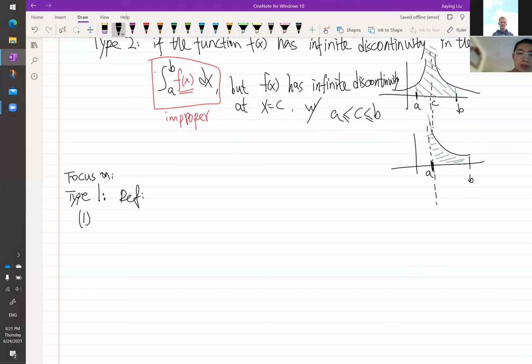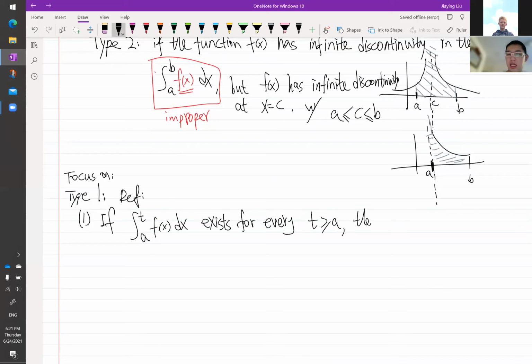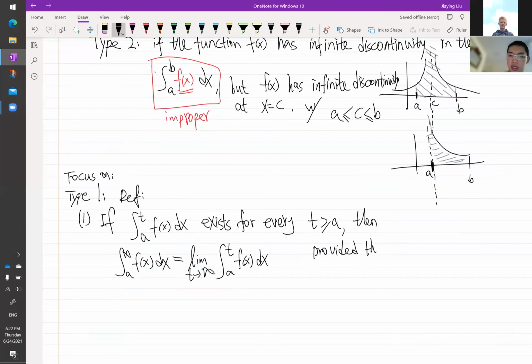The first definition says, if the integral from a to t of f of x dx exists for every t greater or equal to a, then when we try to integrate from a to infinity f of x dx, we can just write it as the integral from a to t for some t of f of x dx, but then we have to take the limit as t goes to infinity, provided that the limit exists.